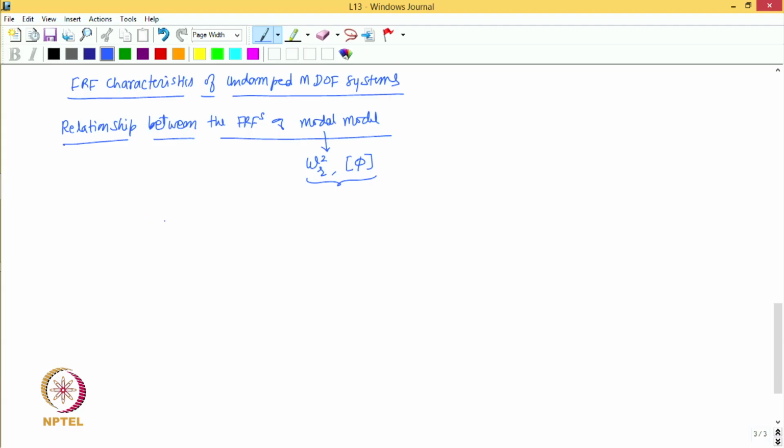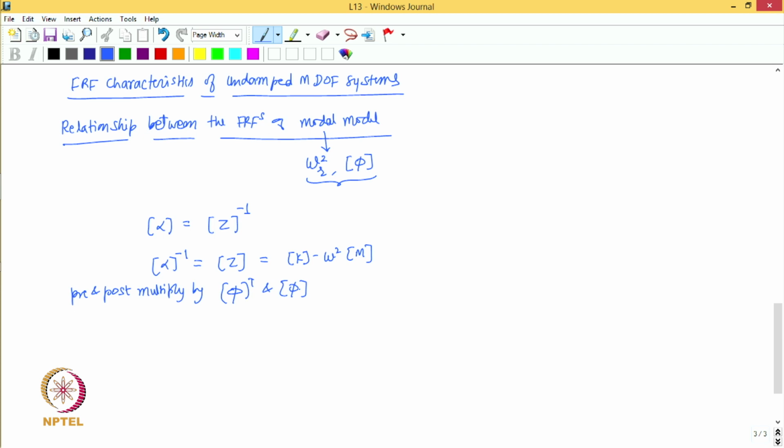So, we start from the relationship between the FRF and the spatial model, and we know that the frequency response function matrix is inverse of the dynamic stiffness matrix. Okay. And we can also write down this, if we take inverse of both sides, as alpha inverse is equal to matrix Z, right. And the matrix Z for an undamped system is nothing but K minus omega square m, right. And now if we pre and post multiply by phi transpose and phi matrix, right, which is the matrix of mass normalized mode shapes, right.